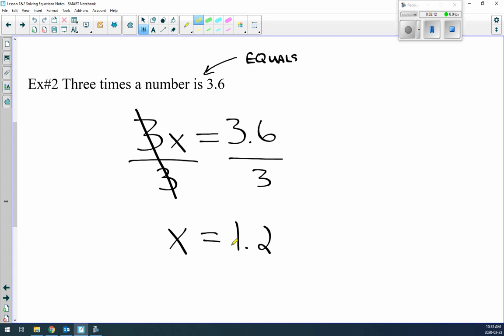And again, you can check your answer. Plug 1.2 back into the original equation and see if you get that.